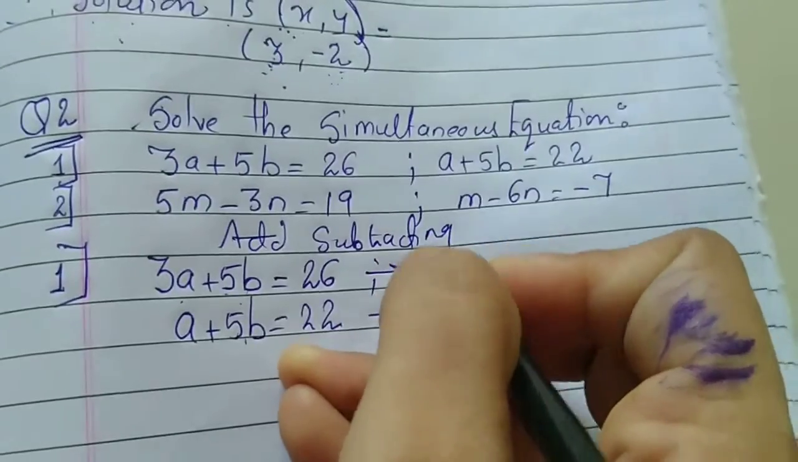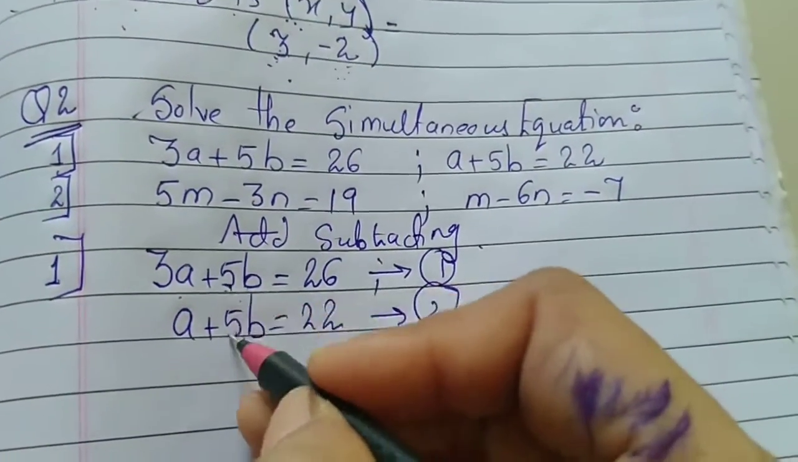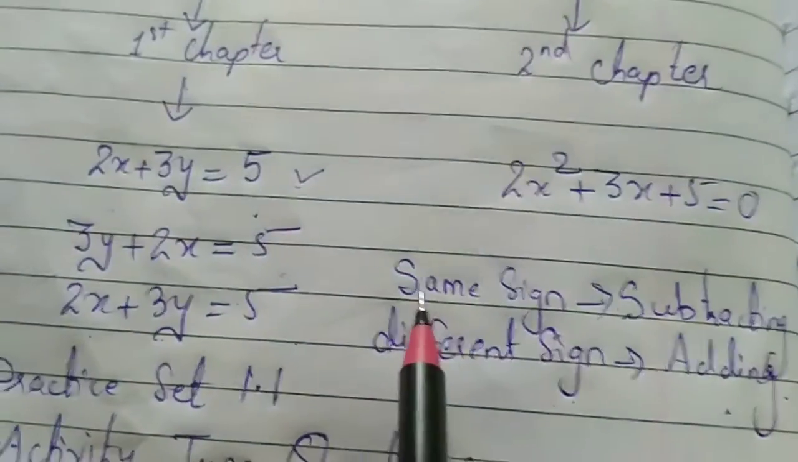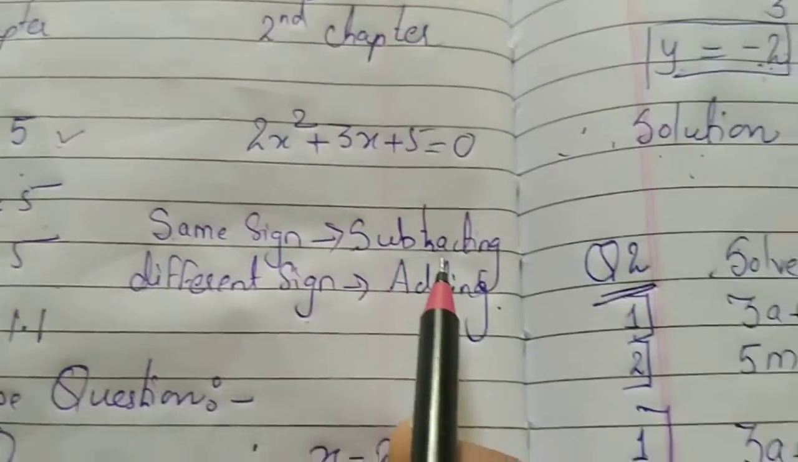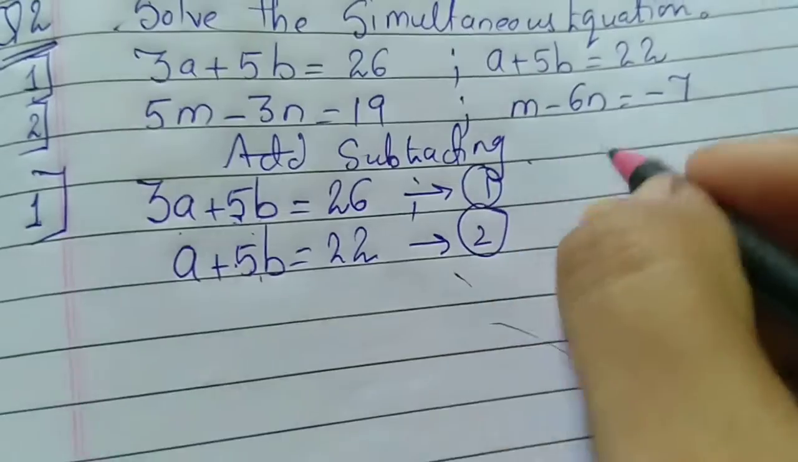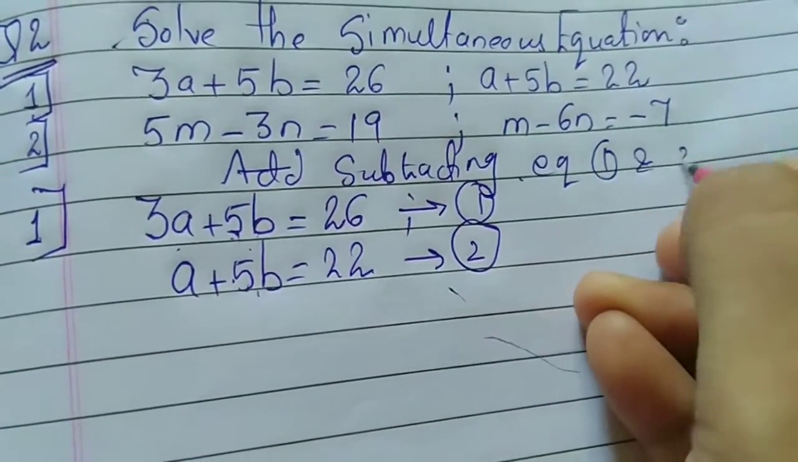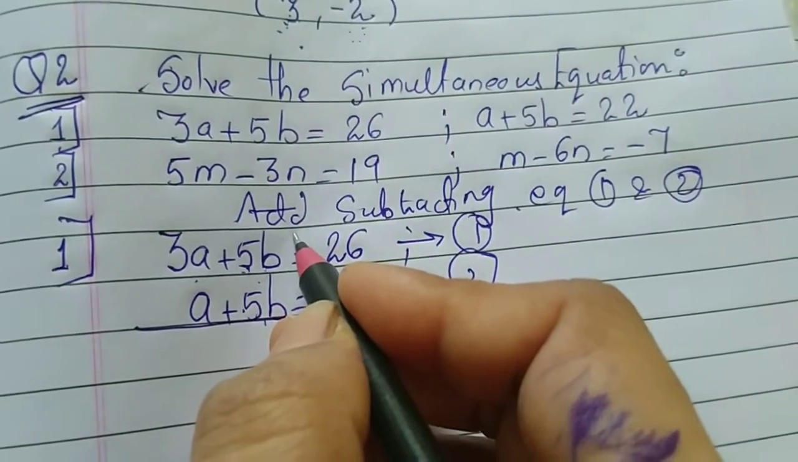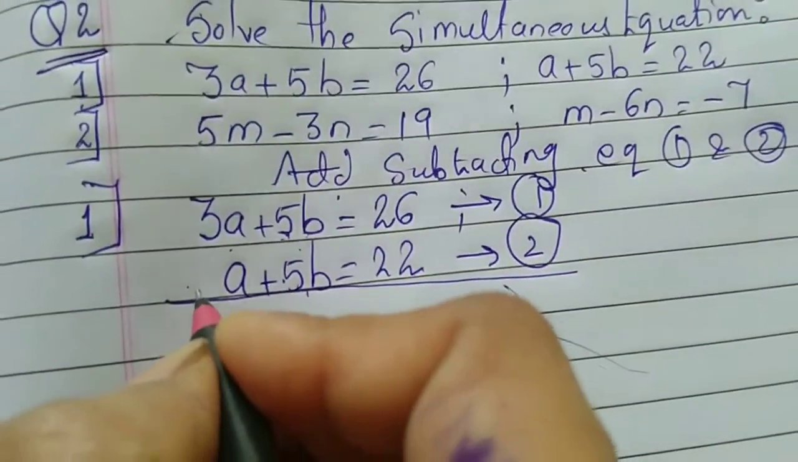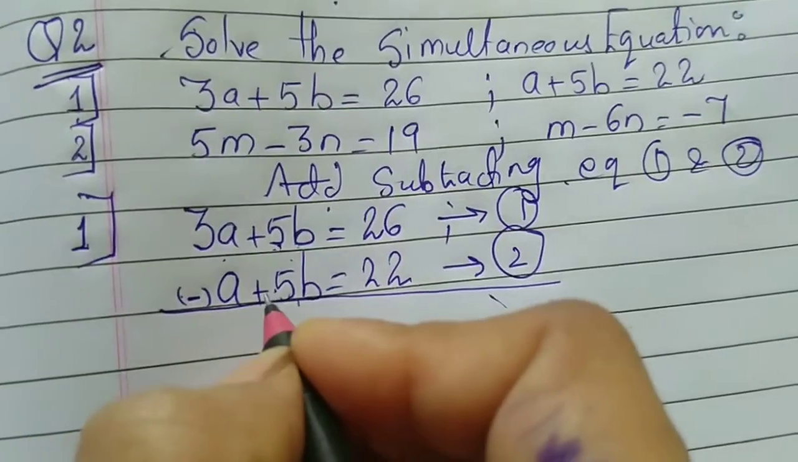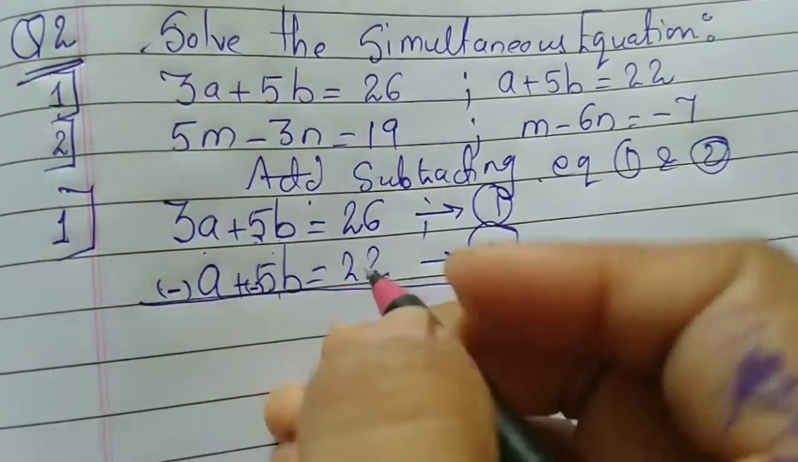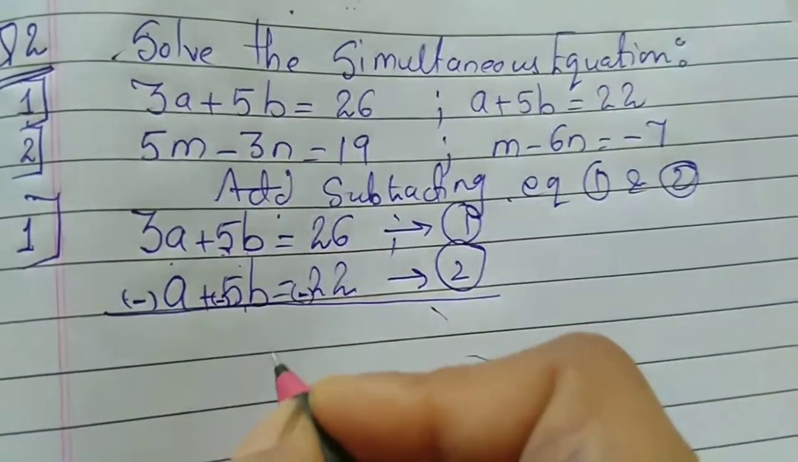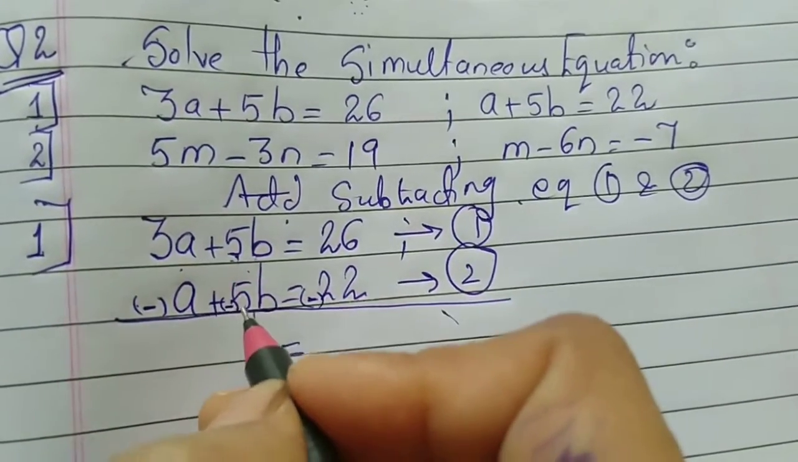Now why am I doing subtracting? Because the sign is the same, and what is the rule? For the same sign you have to do subtracting. So I am subtracting equation 1 and 2. This will get cancelled, but before you cancel you have to change the sign. In adding we don't have to change the sign, but in subtracting you have to change the sign. In brackets, write small and properly, so that the examiner will be able to see it neatly. Now this 5 is having plus and this is minus.